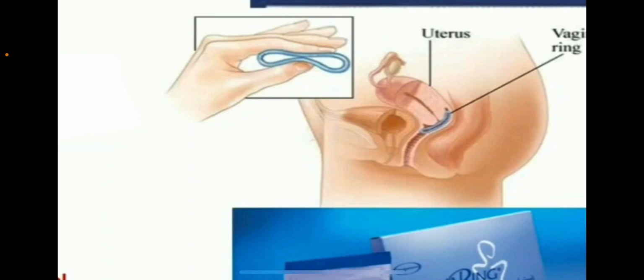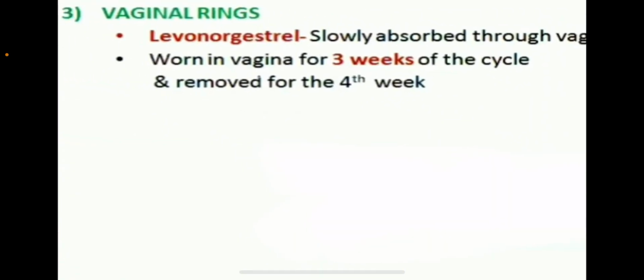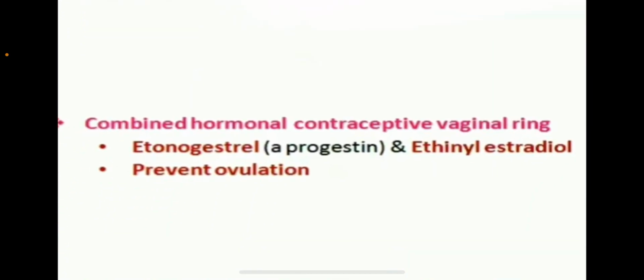It is permitting most of it to bypass the digestive system and the liver, allowing a potentially lower dose. This ring will act as a very good contraceptive. The ring is worn in the vagina for 3 weeks of the cycle, and it will be removed for the 4th week.